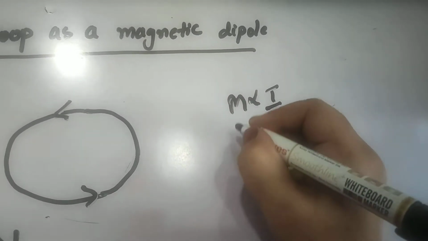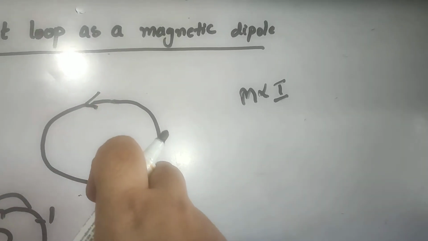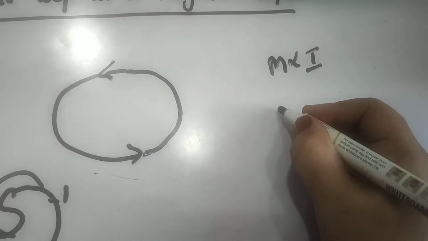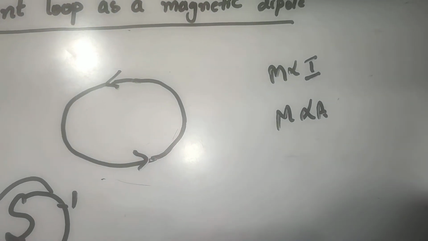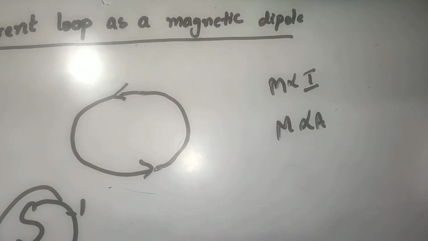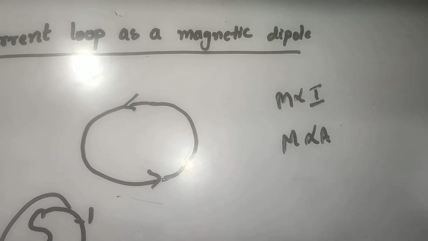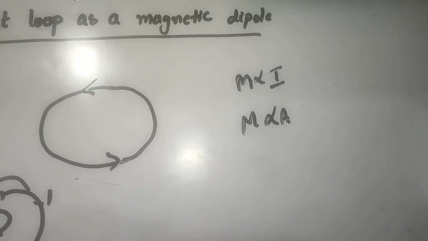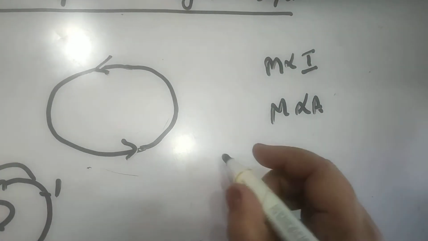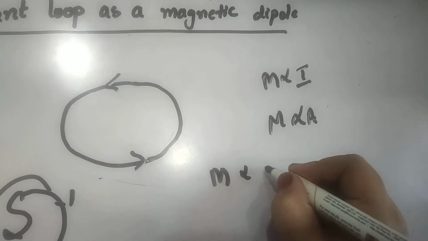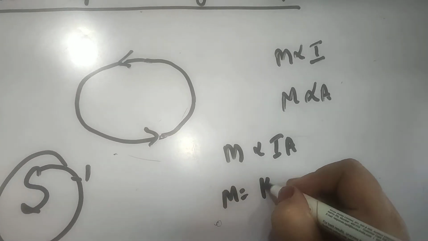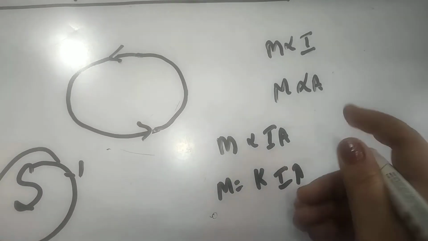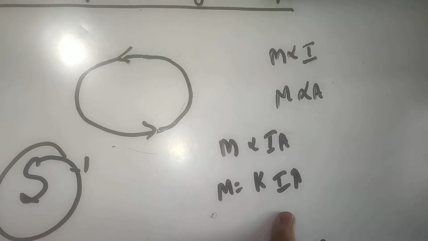to I, and also it is directly proportional to the area covered. Greater is the area, more of the magnetic lines of force can pass through it, and lesser is the area, lesser will be the magnetic lines of force that can pass through it. So combining these two factors, M is directly proportional to I into A, or M is equal to KIA, where K is the constant of proportionality.